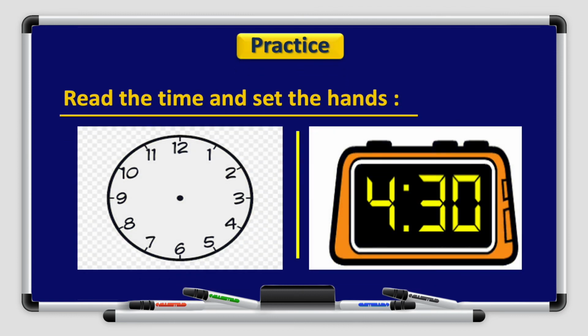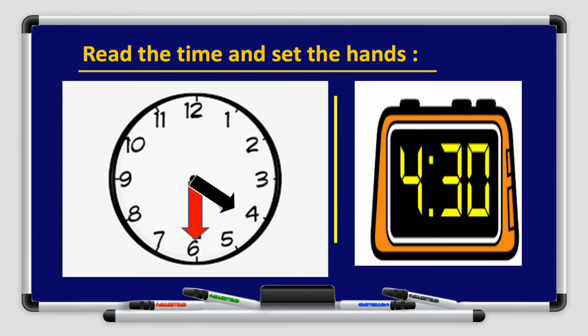Now let's practice. Read the time and set the hands. Look at both pictures. Very good. It's 4:30. So we draw a short hand of the clock on number 4 and the long hand on number 6. Very good, boys and girls.